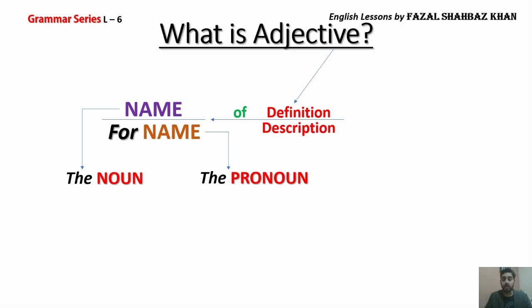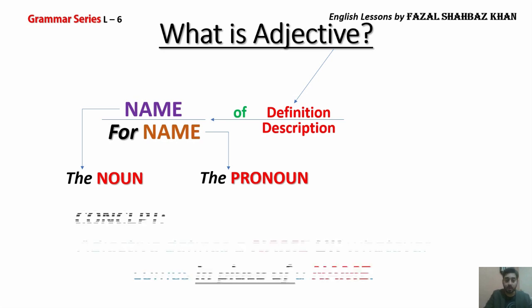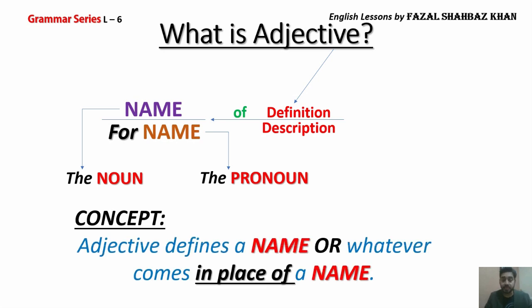So in other words, the concept comes out to be that an adjective defines either a name or whatever comes in place of a name. Now that in place of is actually used for. So either you say for name or in place of a name. So an adjective actually describes, modifies or defines a name or anything that replaces the name. So that is the concept of adjective. Hope you have understood that.